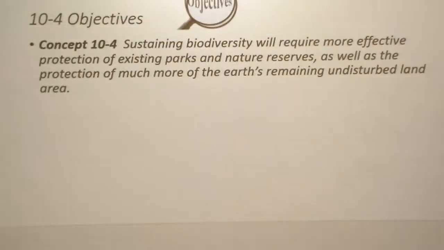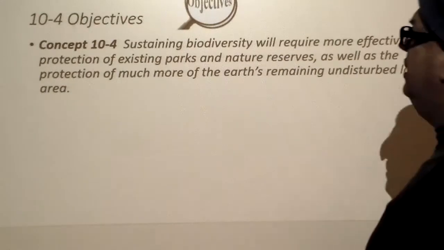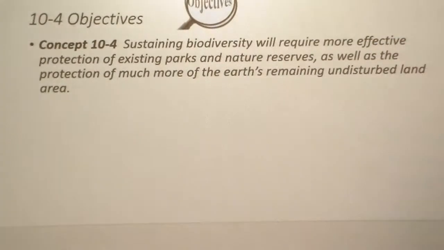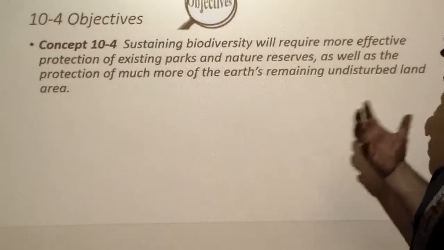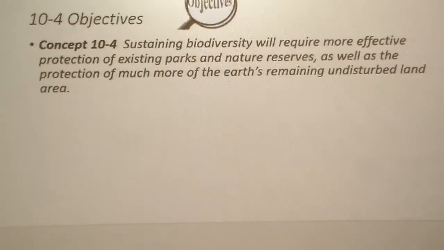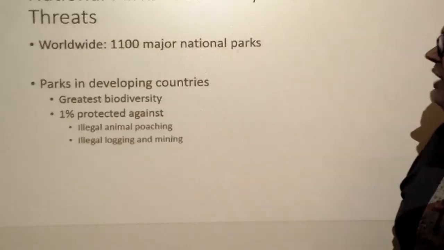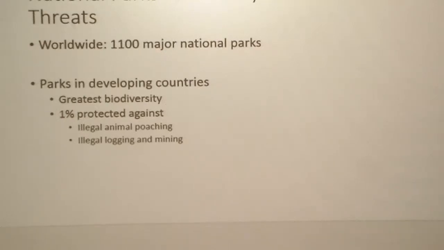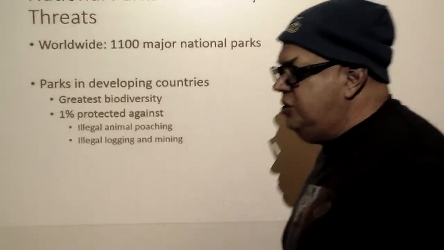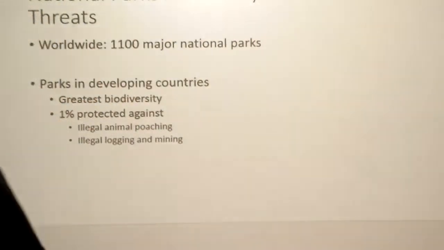So 10.4, sustaining biodiversity is going to need more effective protection of the existing parks and nature reserves, as well as protection of much more of the Earth's remaining undisturbed land area. Now that makes sense, okay? We do have a lot of national parks. We have many in the United States.